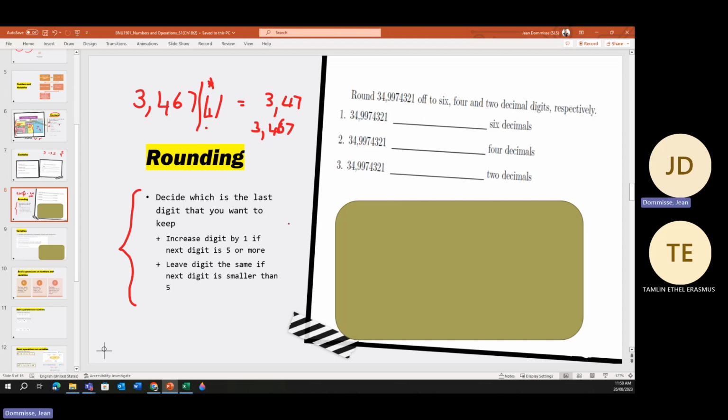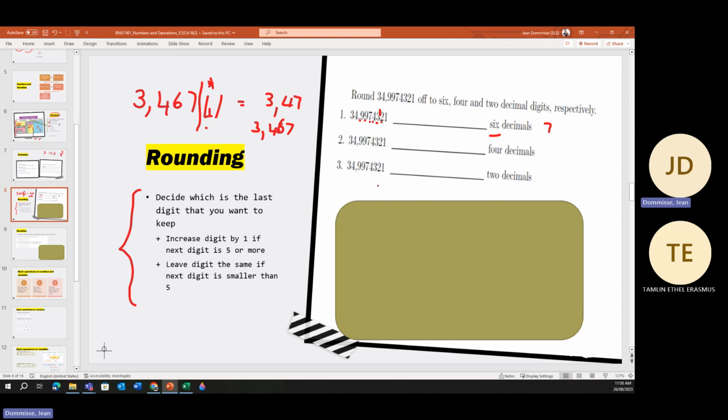Okay, so then some examples that we're looking at, the same number every time: 34.9974321. So the first one, they ask us to round it off to 6 decimals. So when we round off to 6 decimals, we look at the 7th decimal and decide what to do.